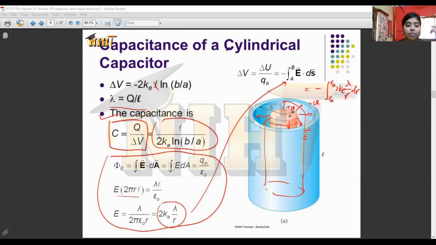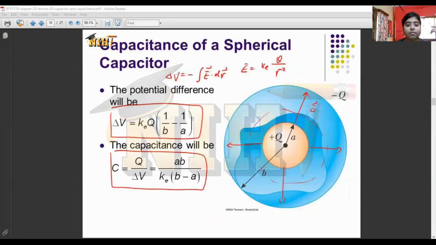So now we will move to the next topic, which is the spherical capacitor. In the case of a spherical capacitor, again you can see there are two concentric spheres. Suppose this is plate A and this is plate B. They are concentric. Its radius is A, its radius is B.